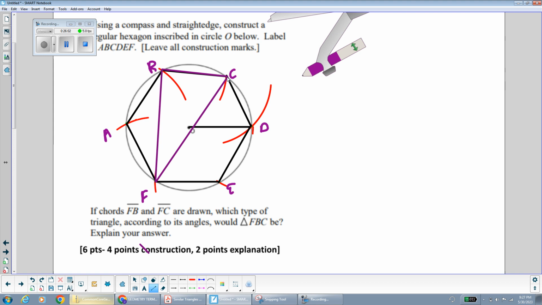And this would be a right triangle. The reason for that is this angle, angle FBC, this one right over here, is an inscribed angle. And inscribed angles are half of their intercepted arcs. And the intercepted arc for this angle is half of a circle, the diameter. So that's 180 degrees. And half of 180 degrees is 90. So this is a right triangle.